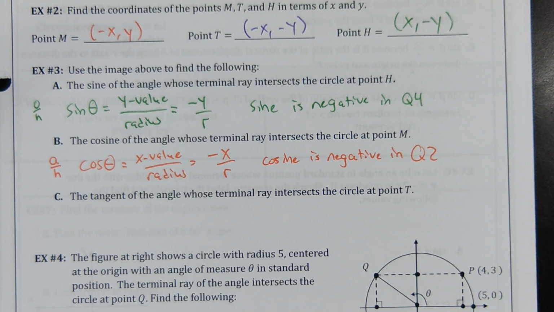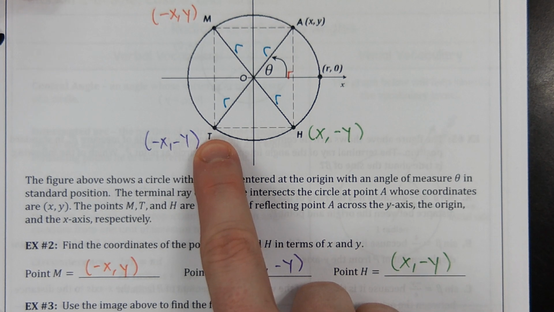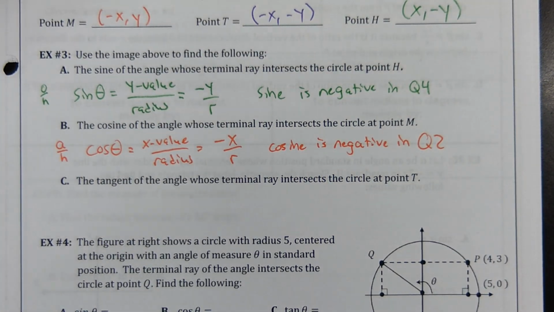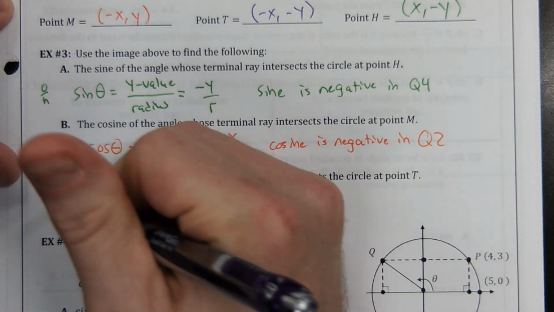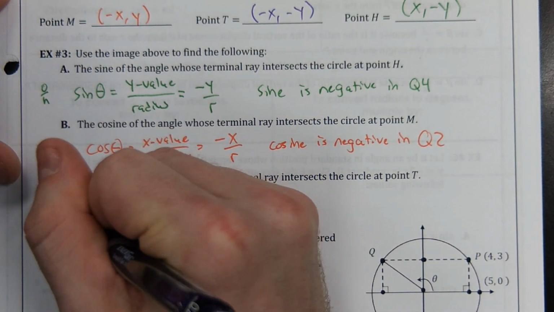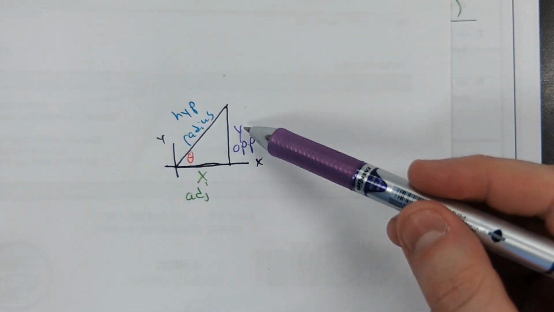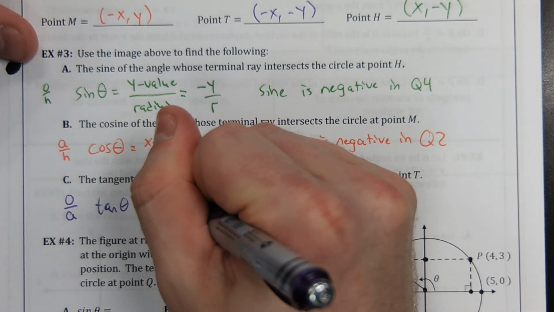Very interesting. Part C says tangent of the angle whose terminal ray intersects at point T, that's here. So now I'm coming down here to quadrant 3. All right, tangent of theta. And we know that tangent, we've always read it as opposite over adjacent, but we got to get used to it. So memory breadcrumb, opposite is y over adjacent is x. So this is my y value over my x value.